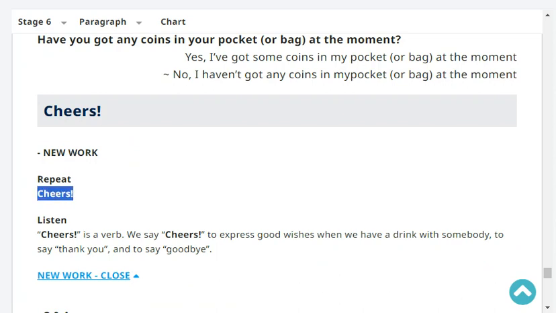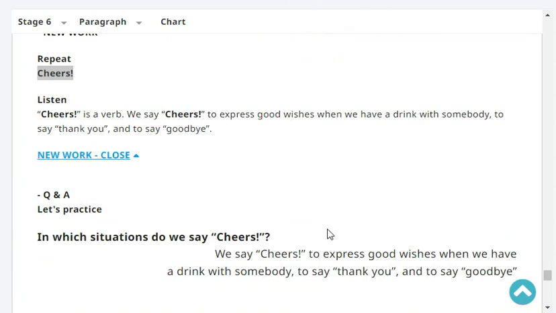Cheers. Very good. Okay, listen. The word cheers is a verb. We say cheers to express good wishes when we have a drink with somebody, to say thank you, and to say goodbye. Okay, let's practice.